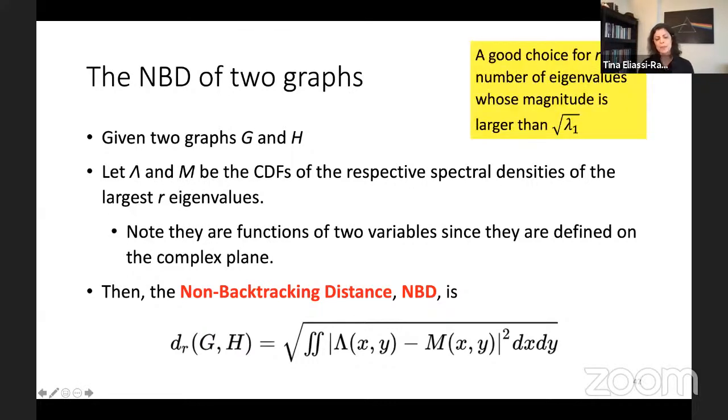And in the paper, we go into depth about this, but a good choice for R is to look at the eigenvalues whose magnitude is larger than the square root of lambda 1 of the non-backtracking matrix. It has something to do with being basically able to capture a lot of the variance of what you're seeing.